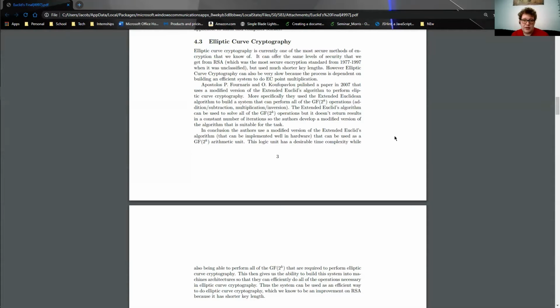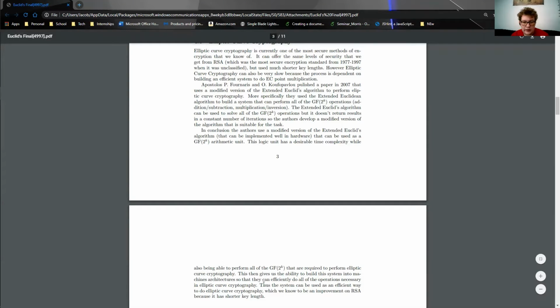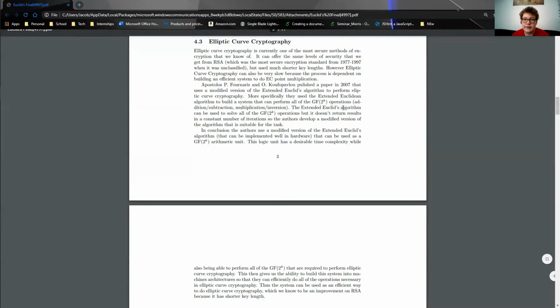The elliptic curve actually uses a modified version of the extended algorithm, but it's not terribly different from what I could tell. But yeah, as I stated before, you can see through here that it actually uses Euclid's algorithm with cryptography, and it's actually an improvement on RSA because it has a shorter key length. So, yeah.